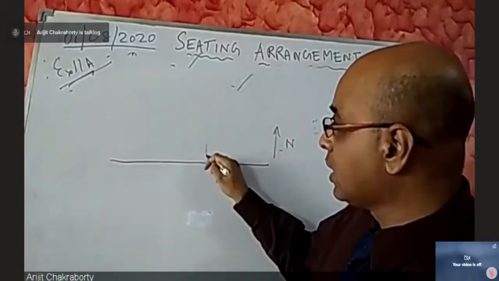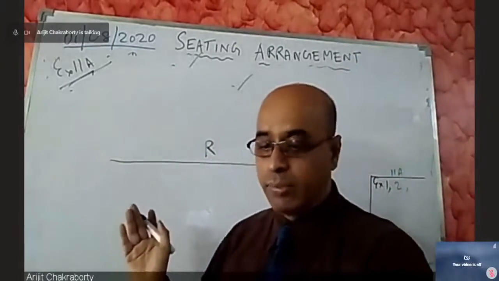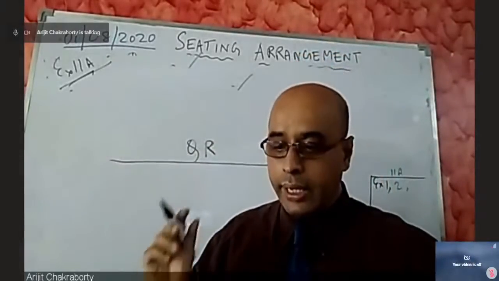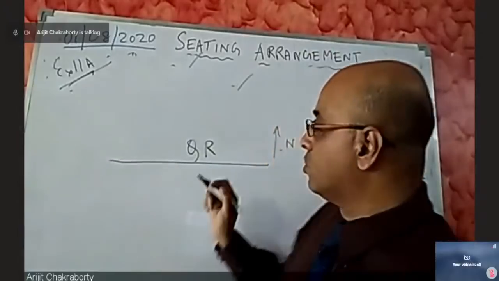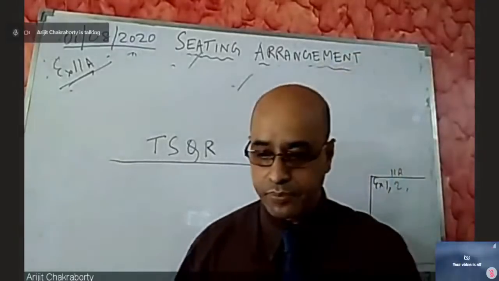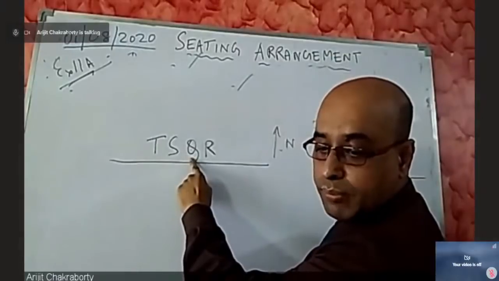So if R is here, Q is to the immediate left of R. So Q will be here. And S is between T and Q. So if Q is here, then T is here and S is in between. The question is, S is between T and Q is to the immediate left of R.